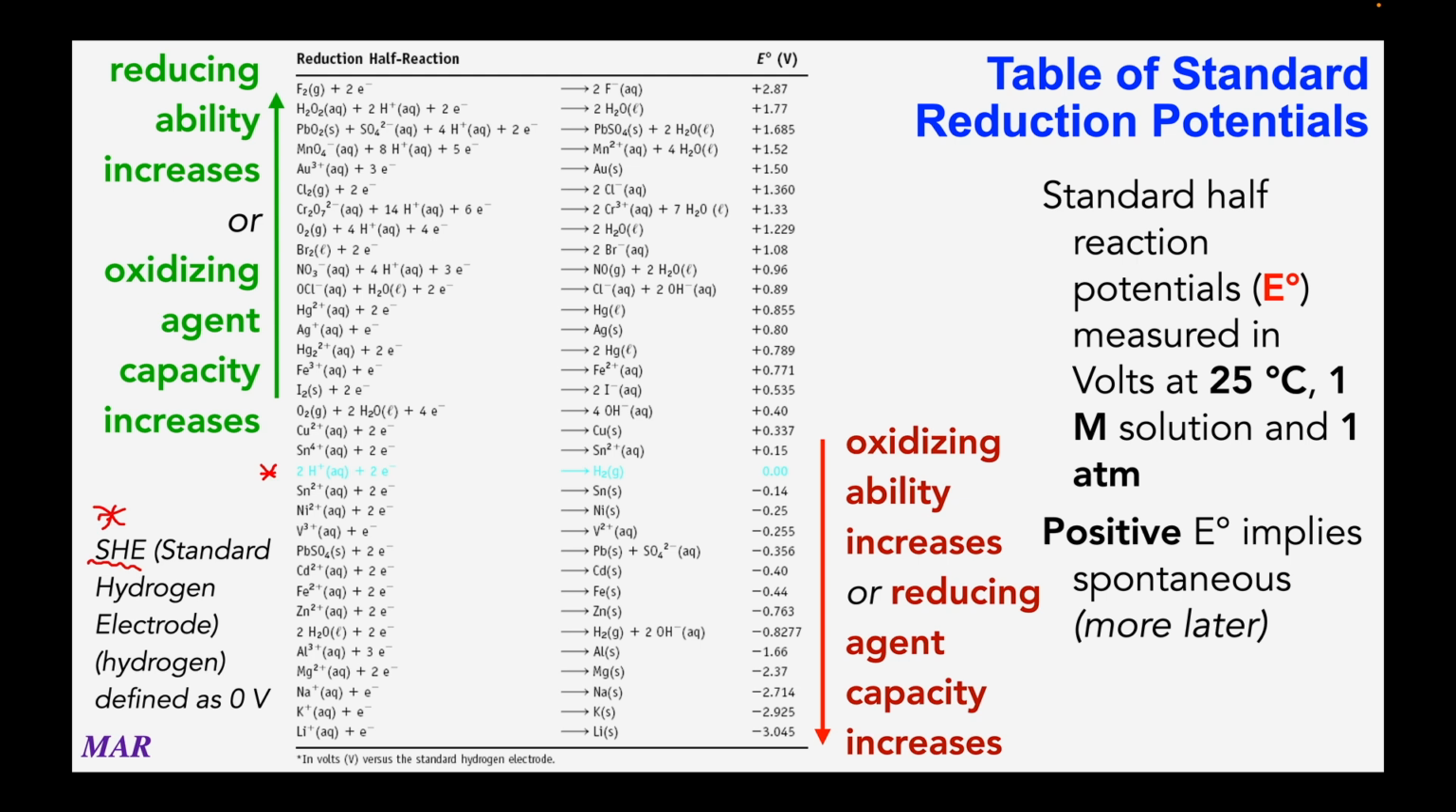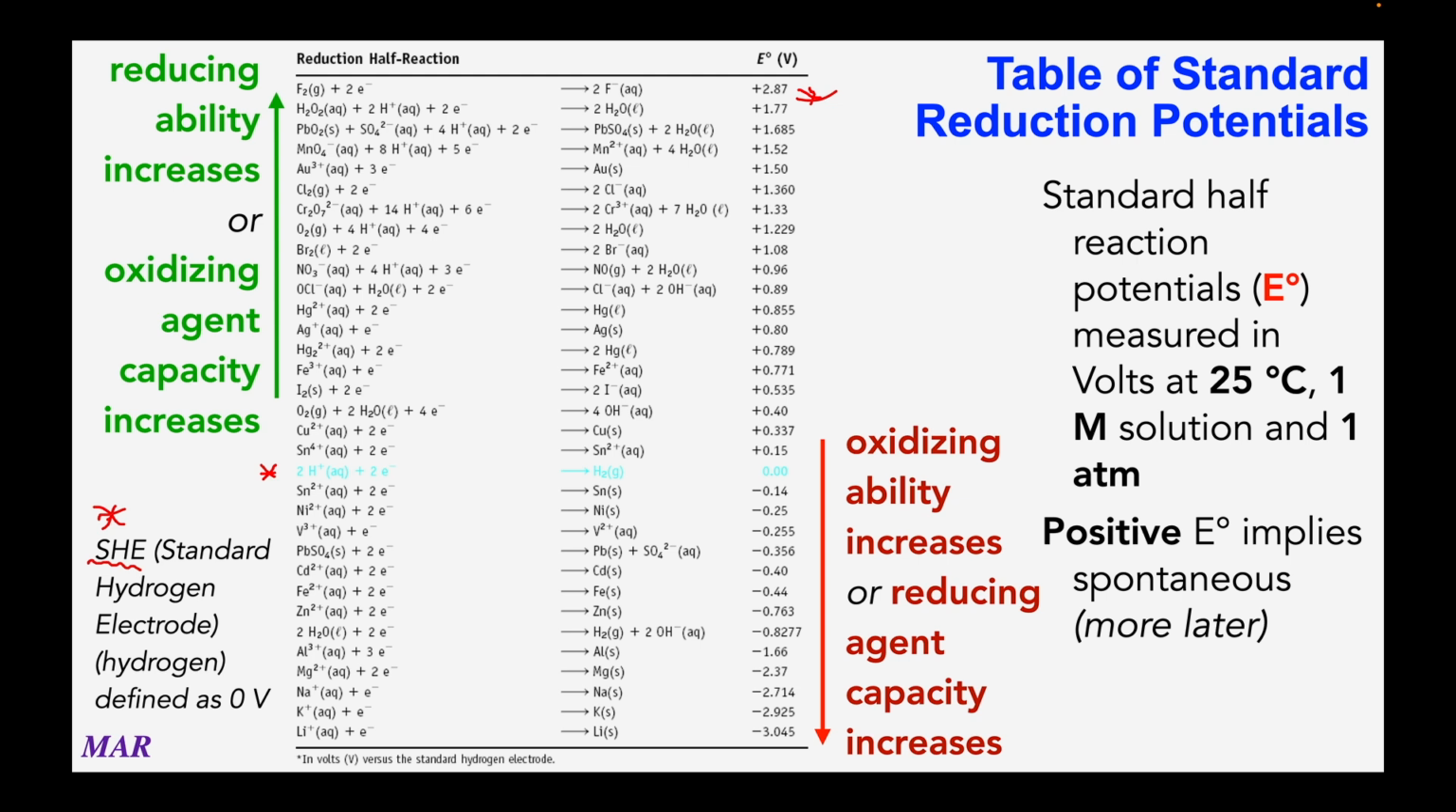Positive E cell values imply spontaneity, all right? So of these reductions, the ones at the top with positive E cell values are the ones that are going to happen right now all by themselves. And there's some good culprits in here.